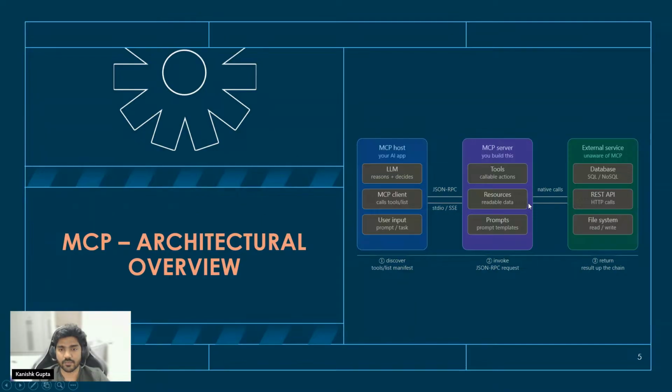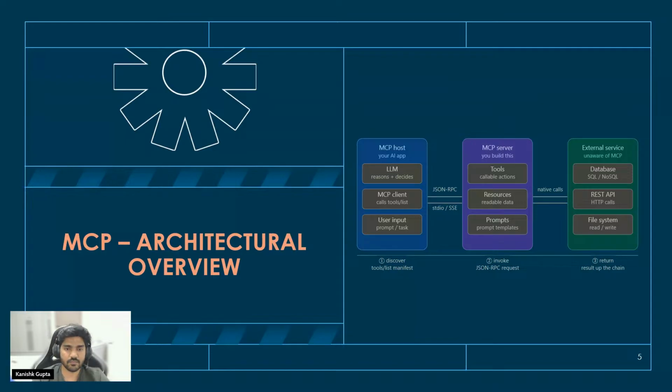Between the MCP server and the external service, we have these native calls, which are defined by the external service, of how it wants to communicate with the MCP server, right? It could be anything. It could be a REST API. It could be a simple database query that you are trying to execute over the MCP server.